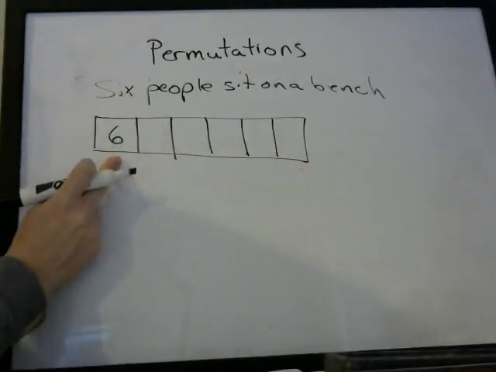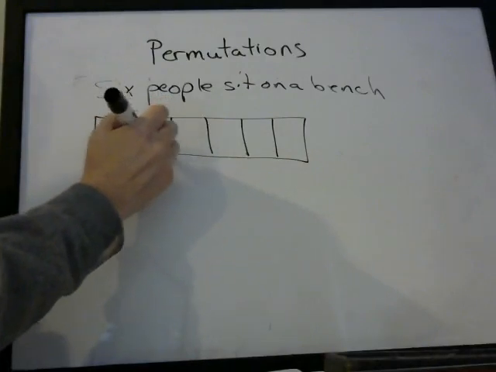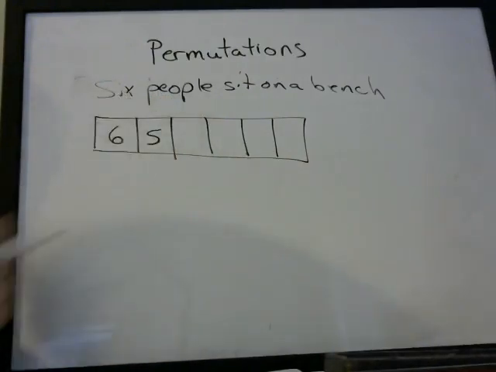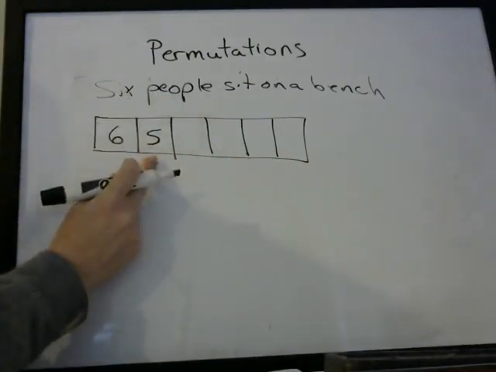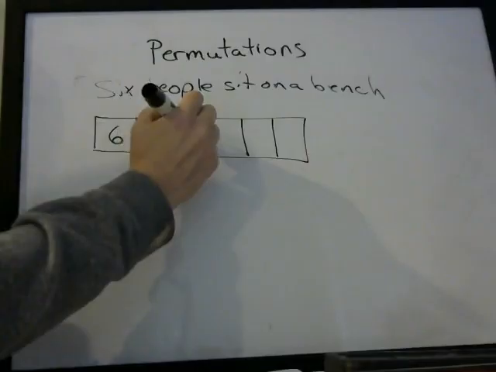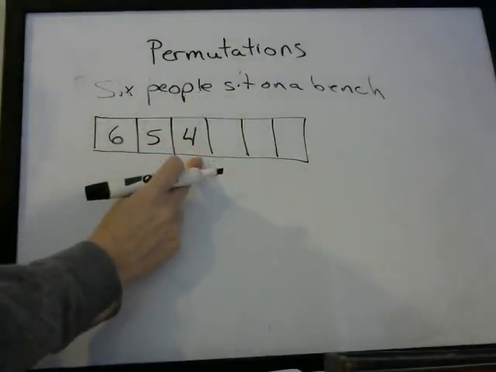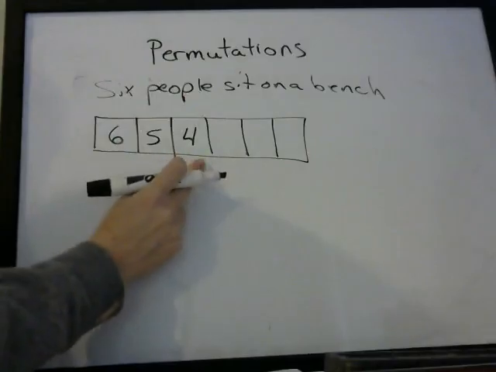So once they sit down, how many people can possibly sit in the second spot? There's only 5, because there's only 5 people left. Once those 2 people have sat down, there's only 4 people left. Any one of the 4 can sit down. So there's 4 possibilities.